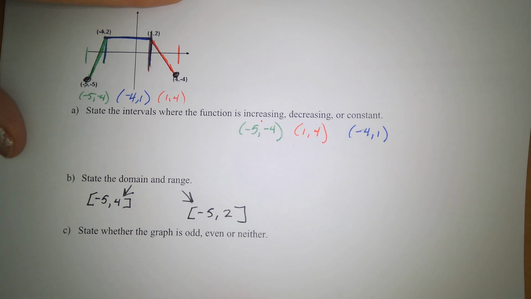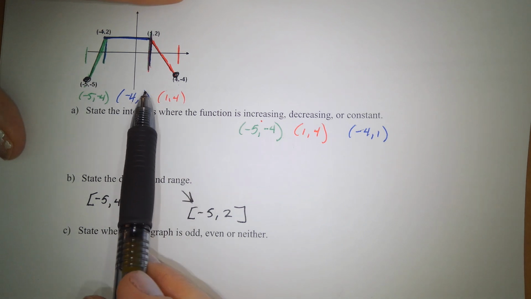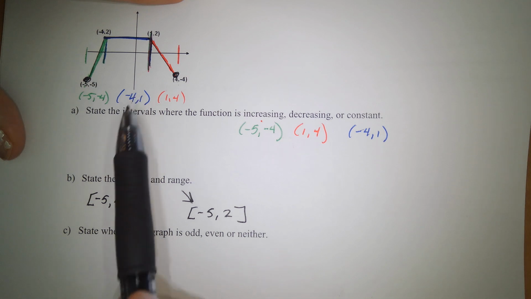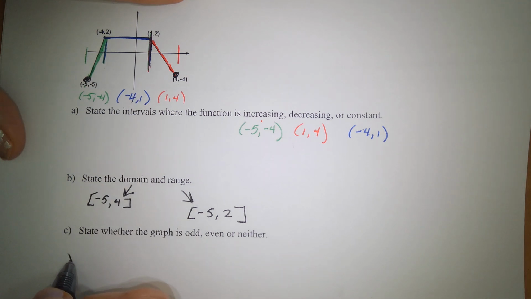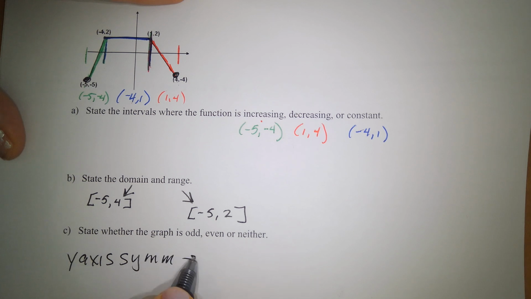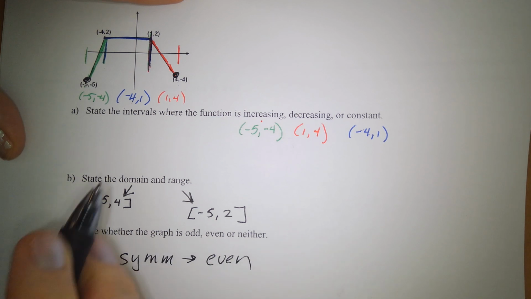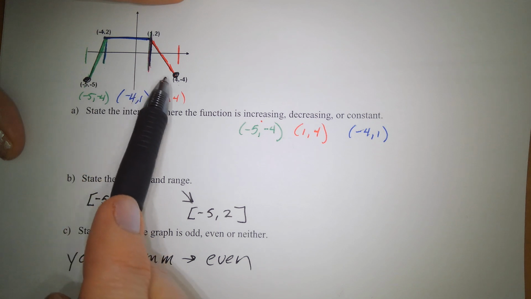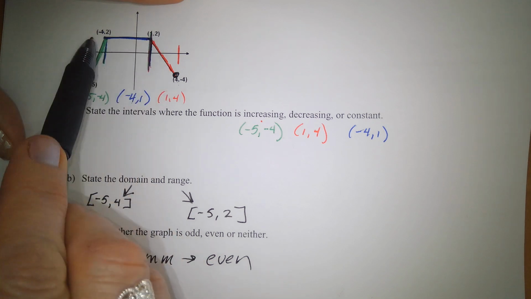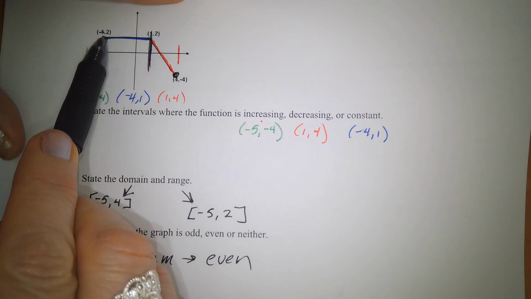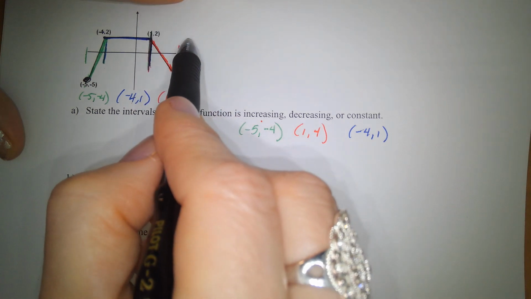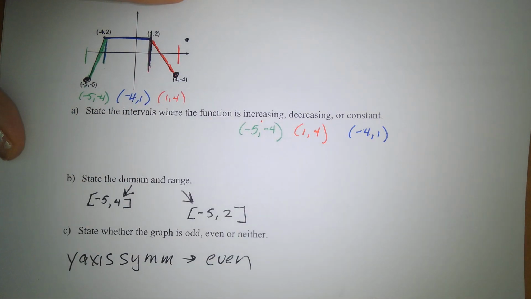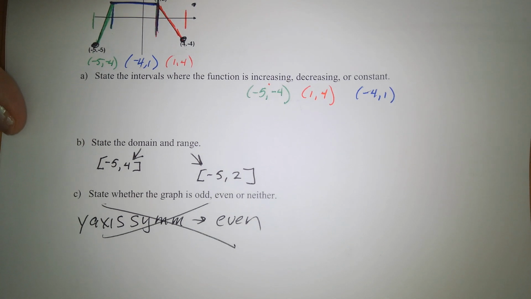State whether the graph is odd, even, or neither. Now just by looking at the graph, I can determine based on symmetry. Remember, if it has a y-axis symmetry, that means the graph is even. This does not have a y-axis symmetry because this point, -4, 2, would be over here on this side of the graph, which it is not. So it does not have y-axis symmetry, so it is not even.